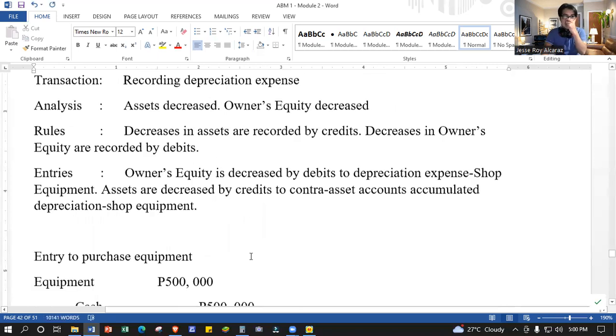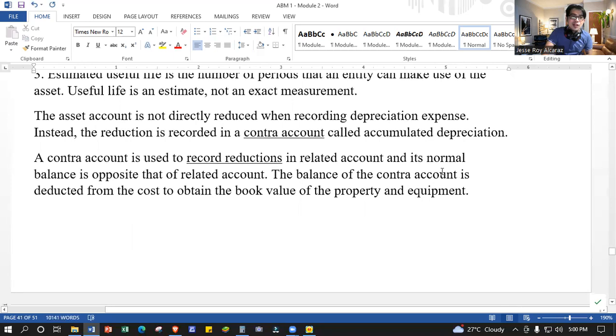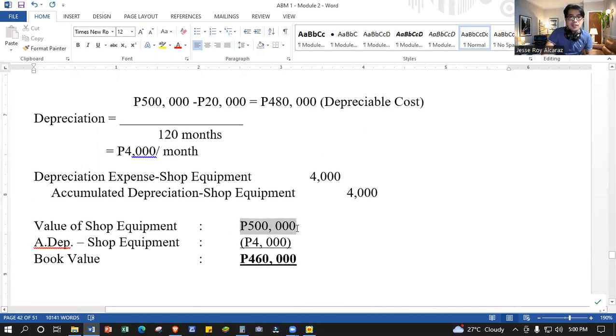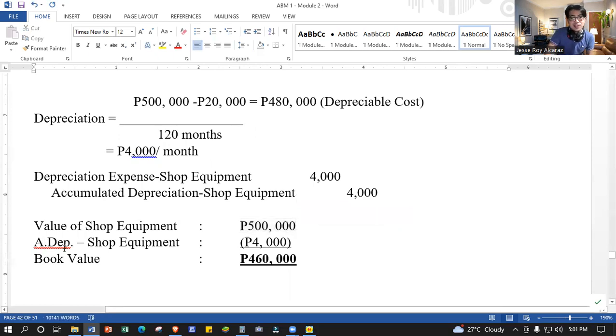Okay. Allow me to explain or demonstrate what it means that the balance of the contra account is deducted from the cost to obtain the book value. Okay. So the cost of the equipment is 500,000. Even if we use it for 10 years, the cost will always be recorded at its historical price or cost, which is 500,000. The only thing that grows is the accumulated depreciation. In this case, we have accumulated depreciation good for 1 month, which amounts to 4,000.